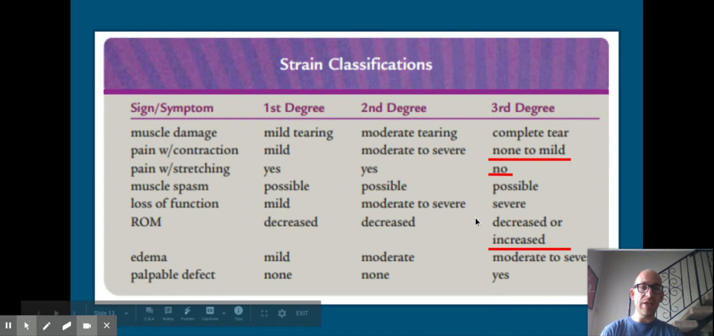And thus we would see an increased range of motion. The muscle's no longer attached there. It's not going to be limiting our range of motion, so we can see an increased range of motion.